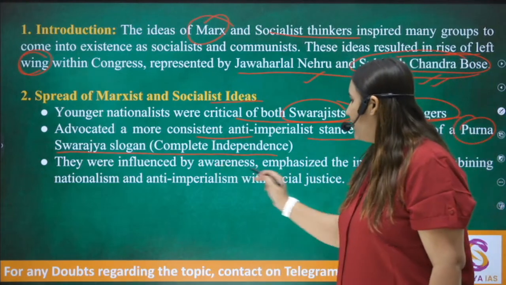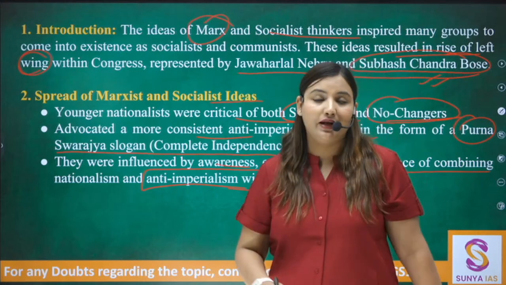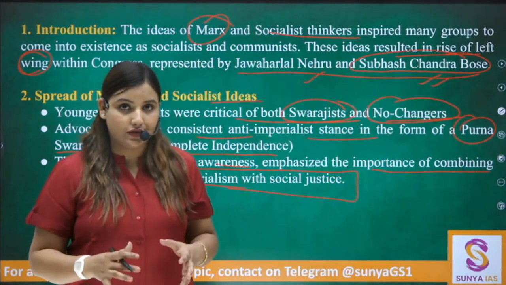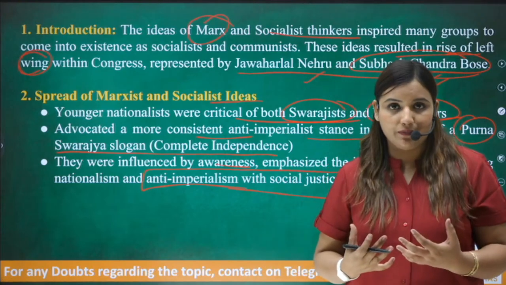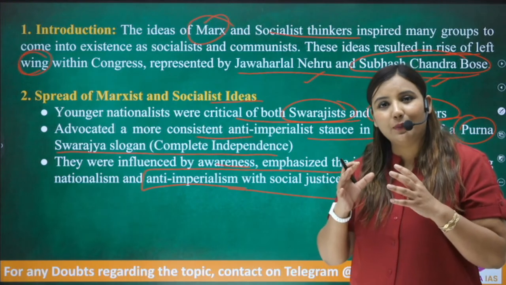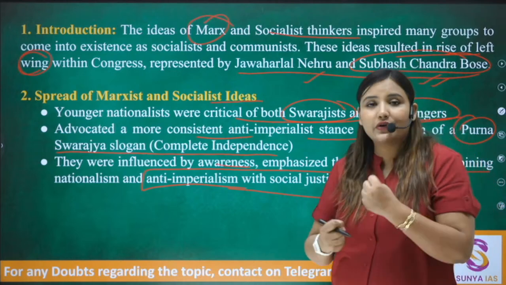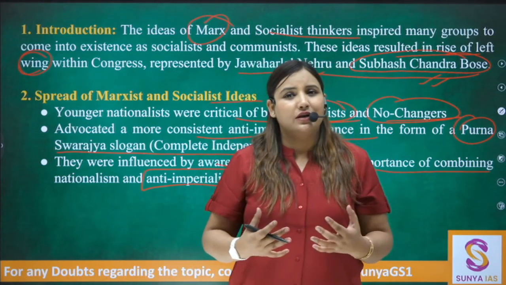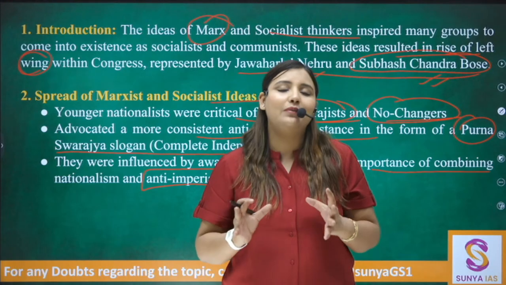So they were influenced by this awareness and they emphasized the importance of combining nationalism and anti-imperialism with social justice. Like today we follow welfare socialism in India. What is welfare socialism? Where we need to focus on the rural economy also. We want to be self-sufficient also. We want to help the poor also. Government, and even in the DPSP, the constitution ensures that the policies should always help the poor section of India, to uplift the poor and weak section of India, to make them grow, right? So this uplifting nature is known as welfare socialism, which we even follow today, right? The idea of donation, the idea of helping each other, the idea of having sympathy towards each other, these ideas were very much highlighted at that point in India.